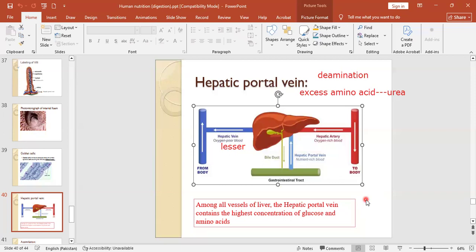Yes, then we will have more urea, and thus you will have more urine. Exactly, more urine. Okay, got it? Did you understand this deamination? What happens in the liver?